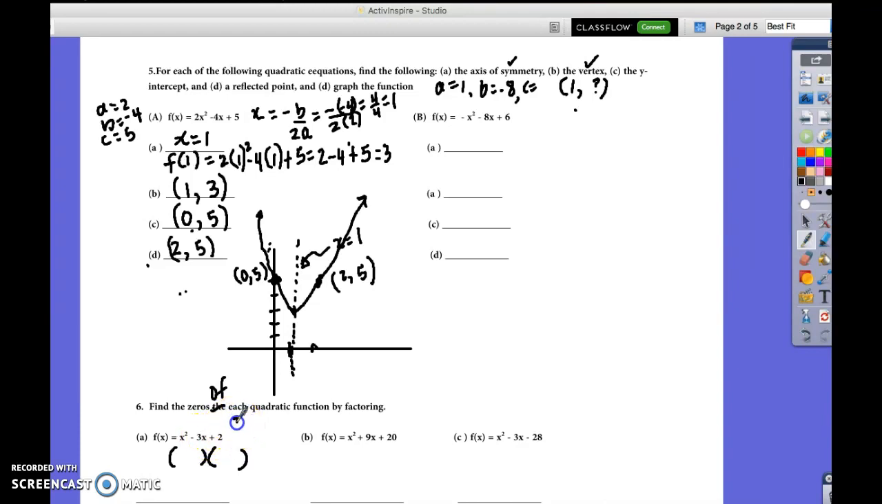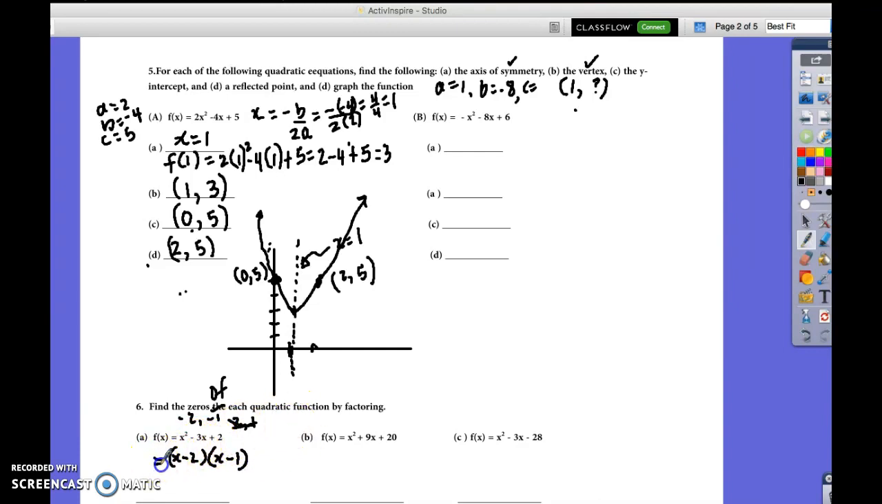So you could say, well, positive 2 and a positive 1 would give me a positive 2, which would be right. But when you add these together, would you get negative 3? No. So these would not work all the way through. How about negative 2 and a negative 1? Negative 2 times negative 1 would give you a positive 2. And when you add these together, you get a negative 3. So those would work. The factors then would be x minus 2 and x minus 1.